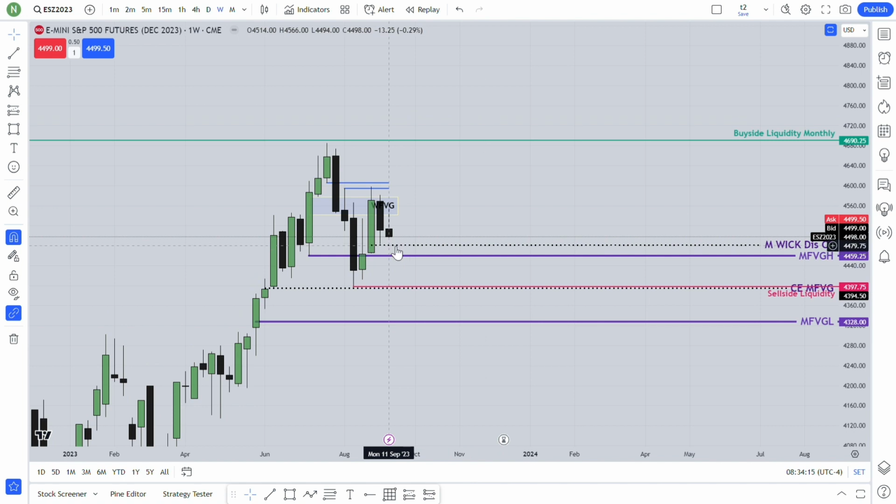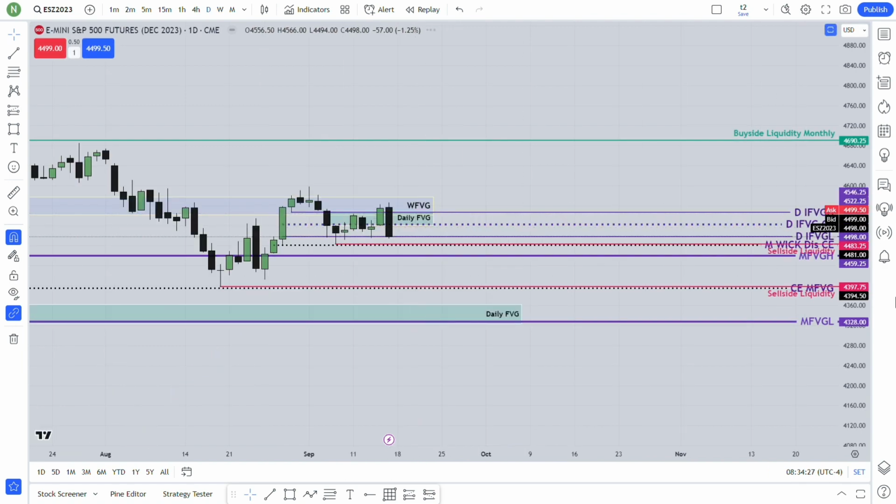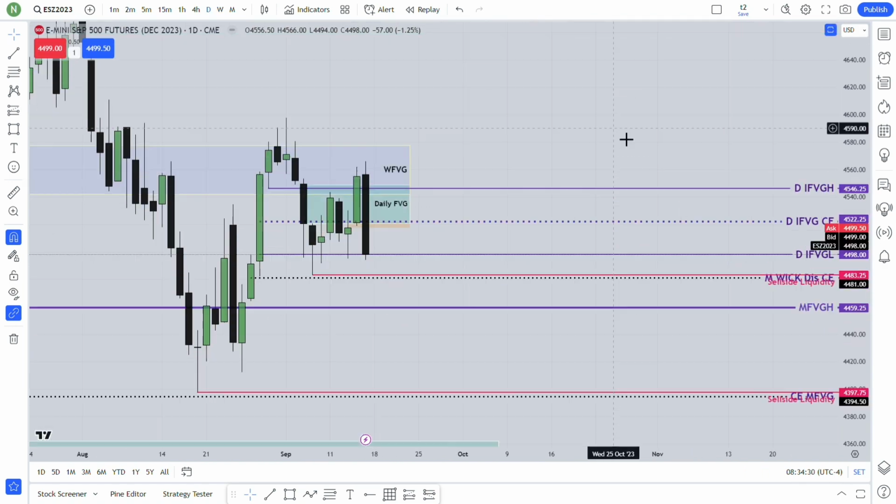It's a very important level for me. I would like to see that it will break this low, and the price will use this consequent encroachment as a resistance. So let's go to the daily chart first. Okay, so here is the daily chart.